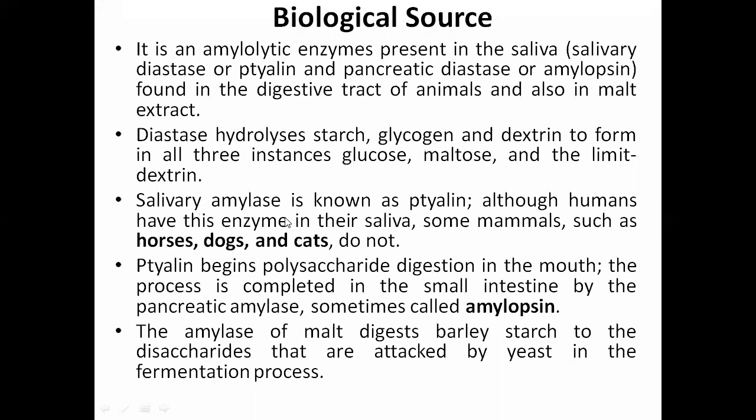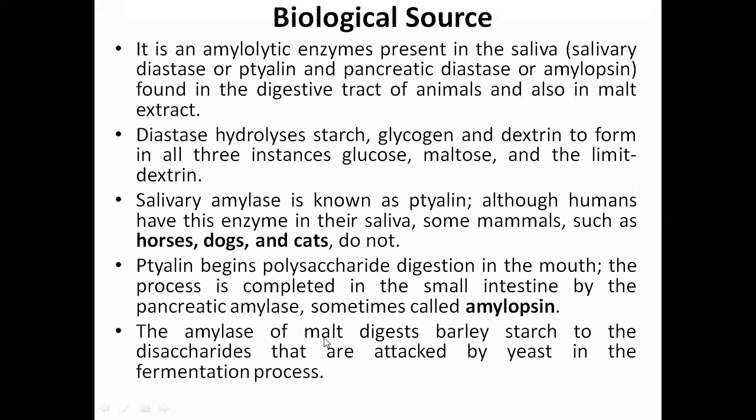Salivary amylase is known as Ptyalin, though humans have this enzyme in their saliva. Some mammals, for example horses, dogs, and cats, also have it. Ptyalin begins polysaccharide digestion in the mouth itself first. The process is completed in the small intestine by the pancreatic amylase, sometimes called amylopsin, right?